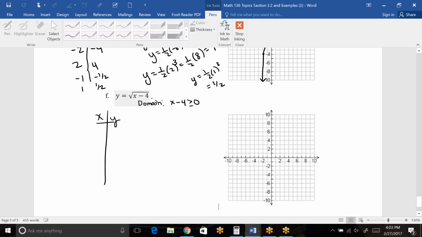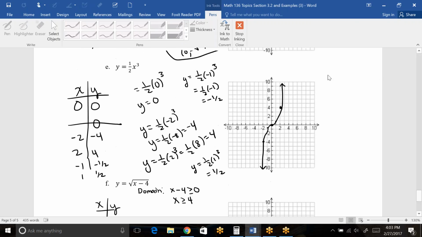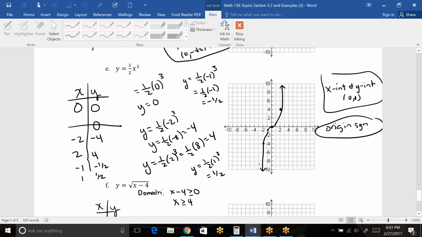You can take the square root of 0, but as soon as you take the square root of -1, you've got an imaginary number. So if we set the inside greater than or equal to 0, we know what to start with in our chart. And by the way, I didn't write some stuff down here. Sorry, let me go back to this other one first. This had x-intercept and y-intercept of 0, 0. It's the same. And this one had origin symmetry because it is a double flip to make it match.